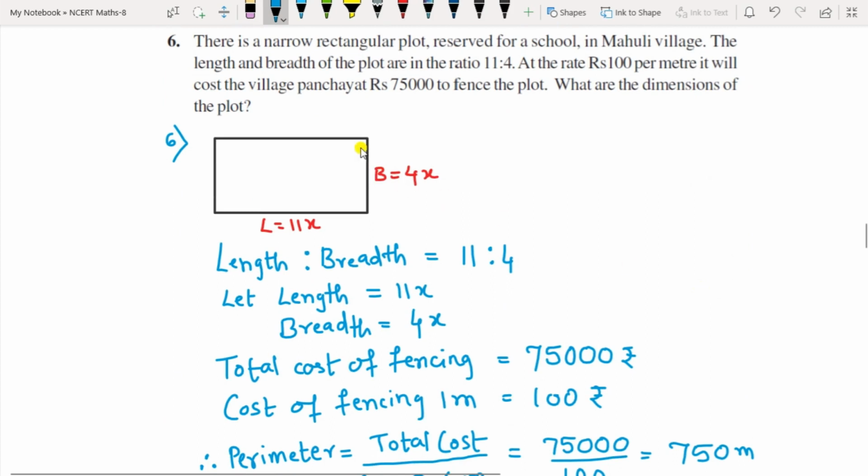Next question is, there is a narrow rectangular plot reserved for a school in Mahuli village and the length and the breadth of the plot are 11:4. So length is 11x, assume length as 11x here and breadth is 4x here. So at the rate of 100 rupees per meter, it will cost the village panchayat 75,000 rupees to fence the plot. Fence means perimeter.